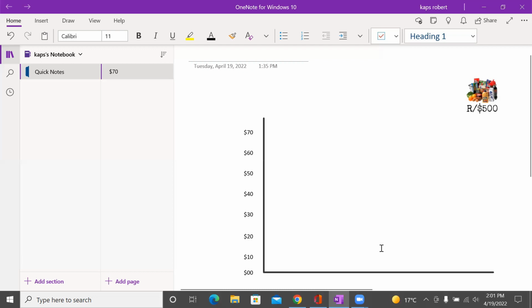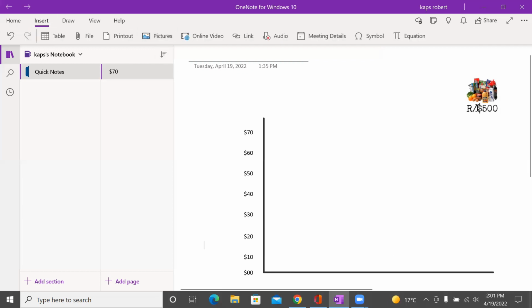Now he's buying a grocery of, let's say, 500 rand. The maximum of his grocery is $70. You understand? $70 is the maximum of this person's grocery. The minimum is $0. $0 is the minimum.